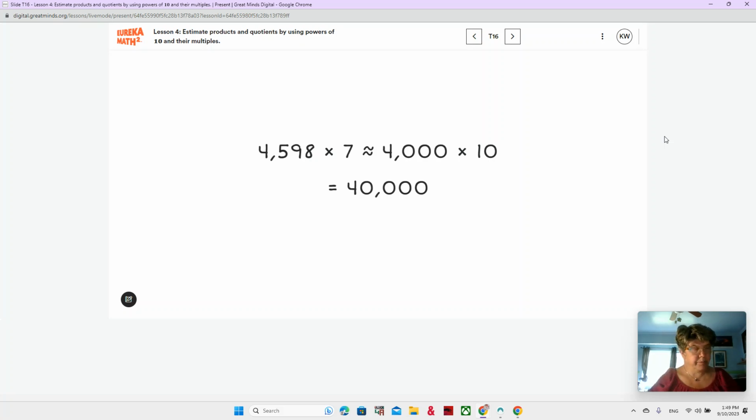So to estimate 4,598 times 7, our student Tara multiplied 4,000 times 10 and got 40,000. Do you think that estimate is reasonable? Thinking. Maybe you're saying no, not reasonable, because she rounded from 4,598 all the way down to 4,000, right? So that would mean that her answer is going to be pretty far from the actual answer.